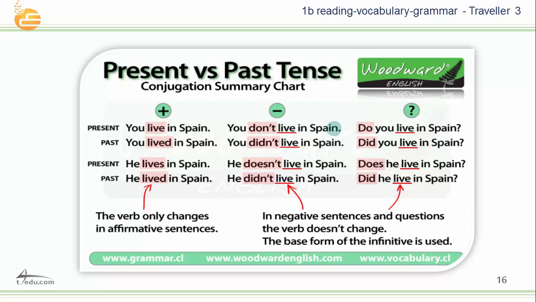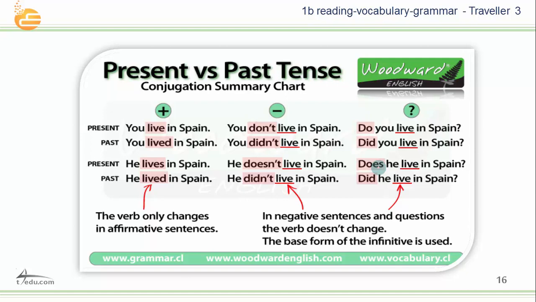Okay? Now for the question, if you want to make direct questions, in the present, we use do. For I, we, you, they, do you, do I, do they, do we. And in the present also, for he, she, it, we use does. Does he live?